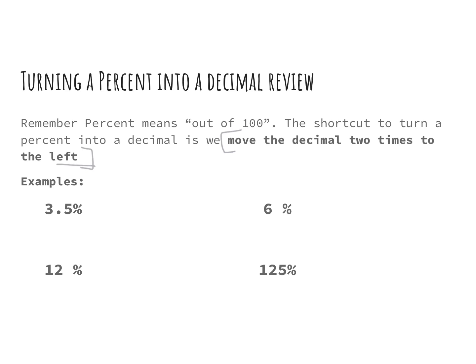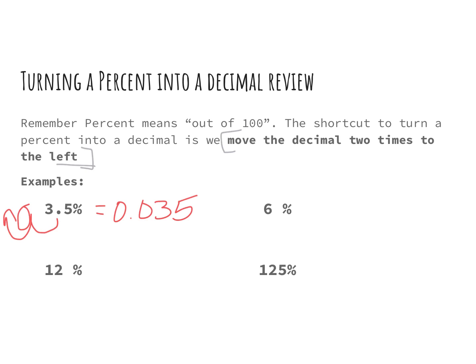Our first example is 3.5%. I know it already has a decimal in it, but it's not officially in decimal form until we take the decimal and move it 2 times to the left, and we fill in that invisible 0. So 3.5% as a decimal is 0.035.